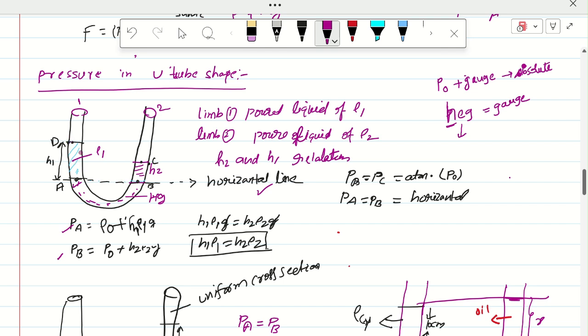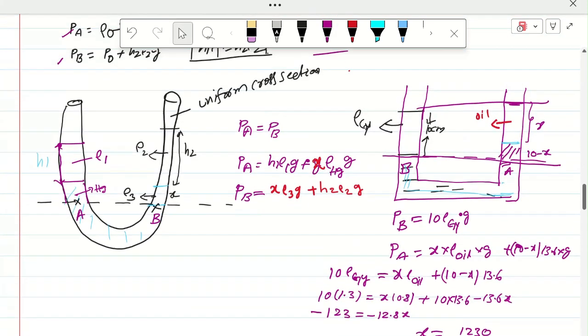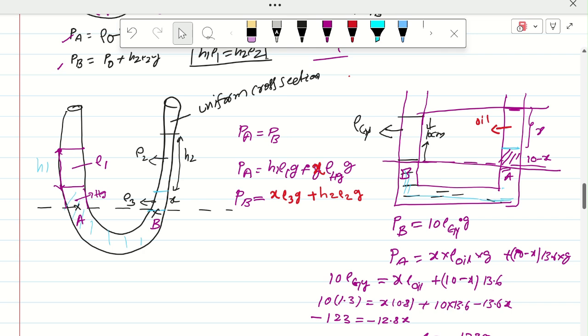When the liquid of rho 1 is poured in the left limb, the liquid already in the tube is raised on the right side. The initial heights are not considered here. Only H1 is the height of the first liquid and H2 is the height of the second liquid. Then H1 rho 1 equals H2 rho 2. That means height is inversely proportional to density: H1 by H2 is equal to rho 2 by rho 1. That point will come from the example.